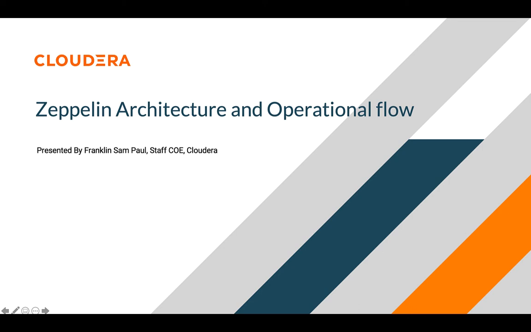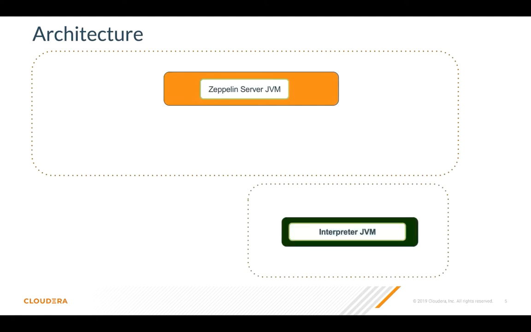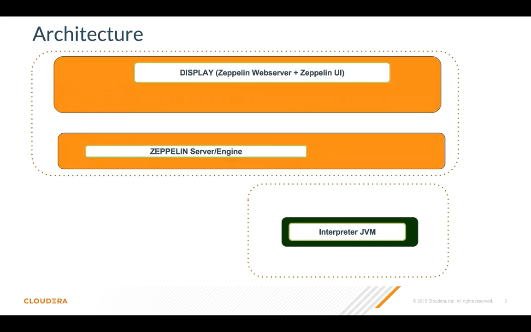My name is Franklin. In this video, we are going to see about Zeppelin architecture and operational flow. Consider this as a Zeppelin server JVM. Consider this as an interpreter JVM. So Zeppelin server JVM logically contains two major parts in it, which is a display system and your server engine.